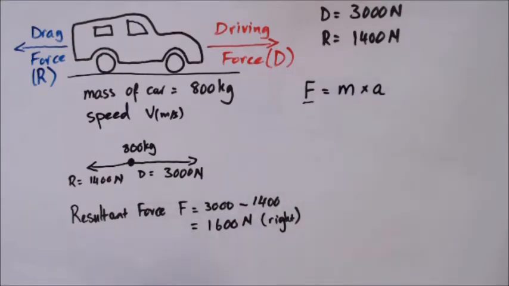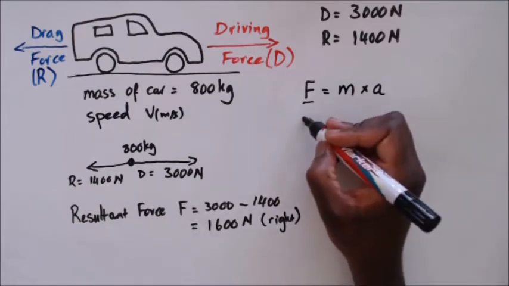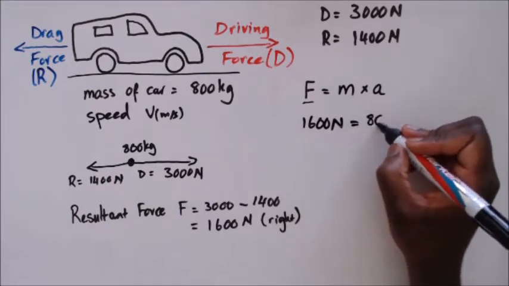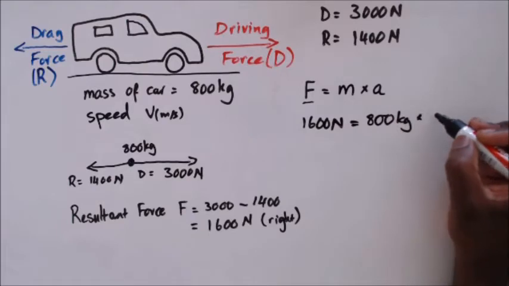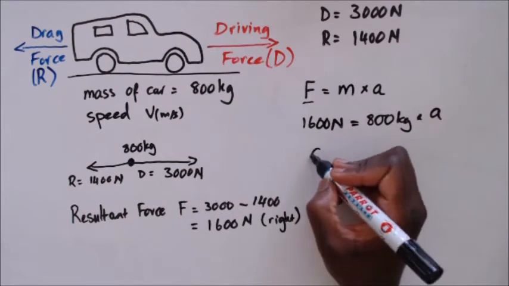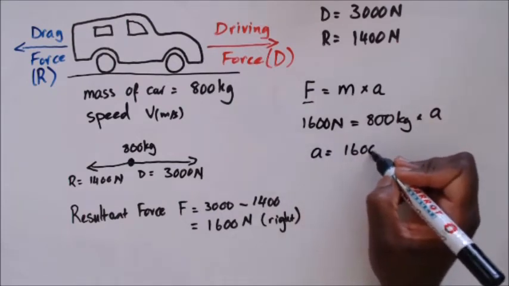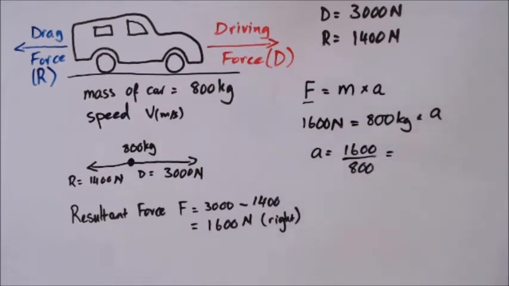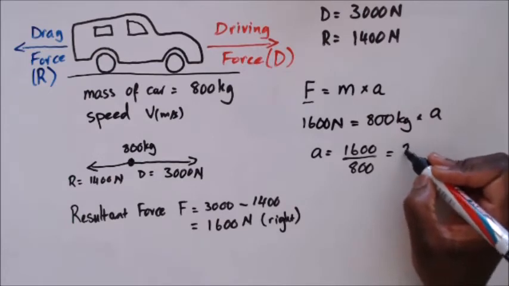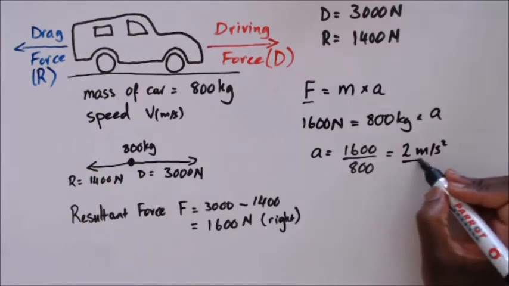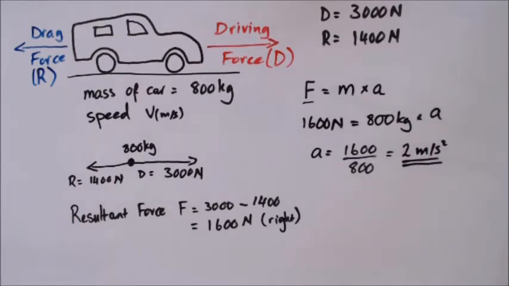So what we can say in this example is that that resultant force of 1,600 newtons is equal to the body's mass, which is 800 kilograms, multiplied by the body's acceleration, which I'll simply put in as A. Rearranging this equation, we get that A is equal to 1,600 divided by 800. And that's a very simple calculation to complete. That A is equal to 2 meters per second squared. And so what we find is that this car will accelerate with an acceleration of 2 meters per second squared.